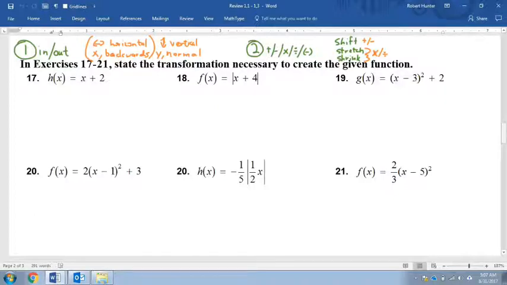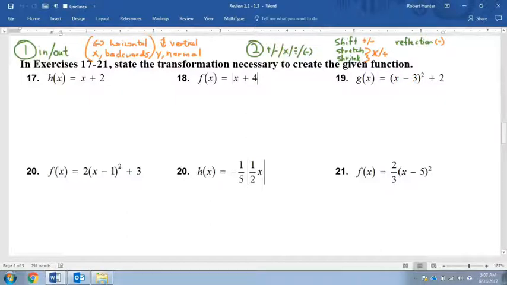Last but not least, a reflection means you multiplied by a negative or divided by a negative. So, like this one down here, you're multiplying by a negative 1/5. That's a reflection. That deals with that is either a stretch or a shrink. However, that is a subtraction sign, so that is not a reflection. Cool. So here we go.